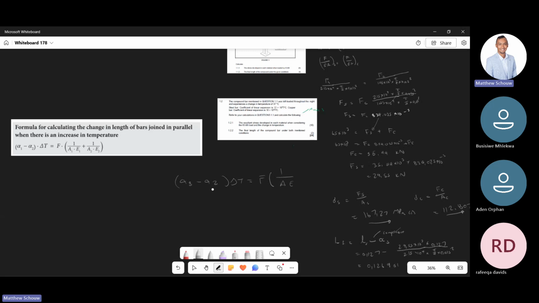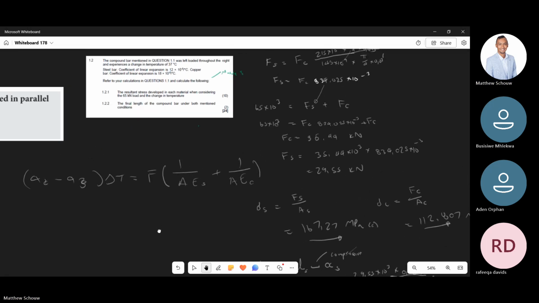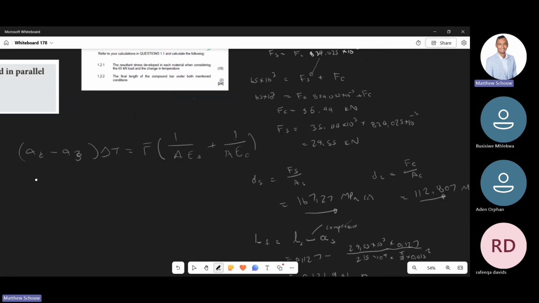So let's just call this steel. No, let's just call this copper, and that's steel. And this will be of the steel plus we have 1 over AE, and this will be of the copper. Okay, so what I want you to do now, using these values, is to populate this.